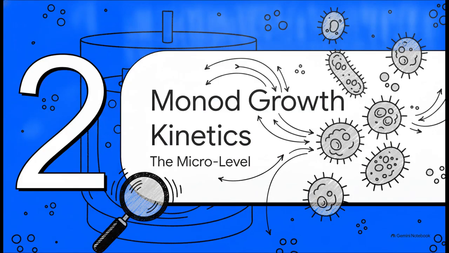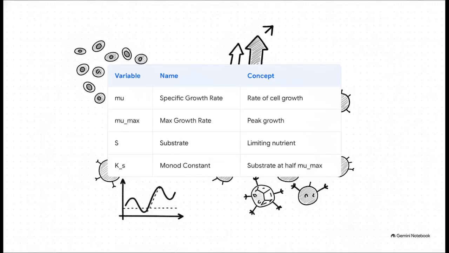Moving right along to section 2, Monod growth model kinetics. This is where we zoom in on the micro level. To really grasp how these cells grow in response to the environment we just built for them, we need to meet the key players in our mathematical story.